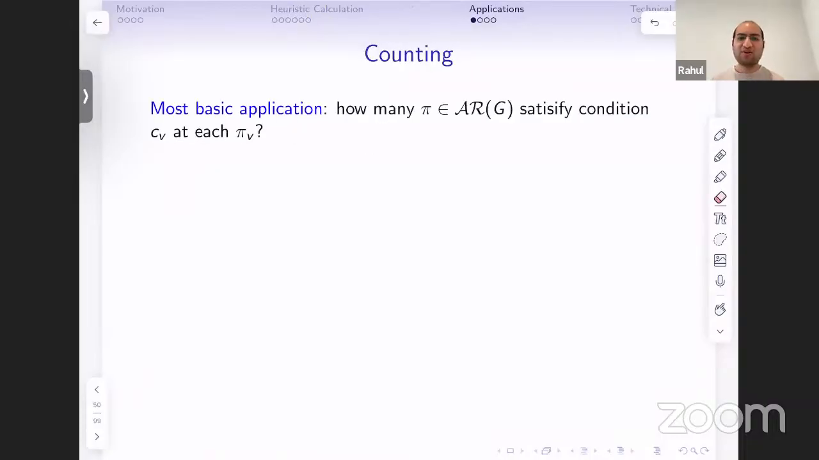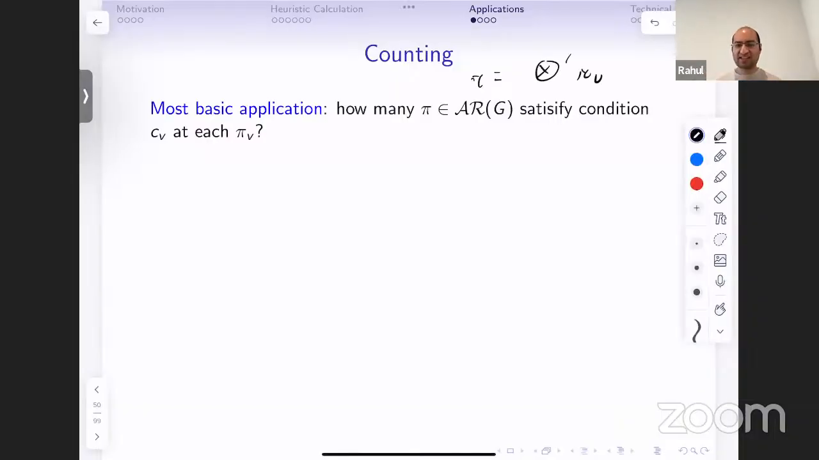Okay, so this is going to be a little bit abstract, but what's the most basic counting problem we can think of? Well, we can look at the set of automorphic representations of a group G, and we can try to count how many automorphic representations satisfy some condition C_v at each place for pi_v. So this pi, we recall, is this tensor product of pi_v. So we can ask how many satisfy that pi_v satisfies condition C_v.